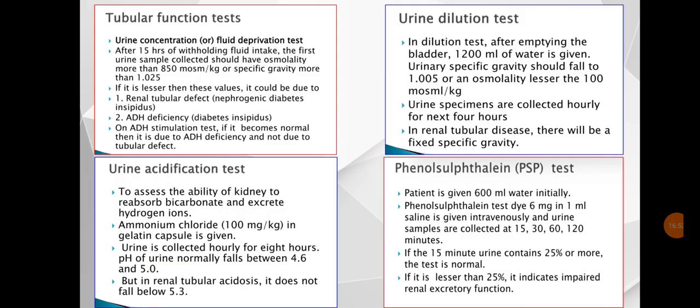It means at time intervals of 15, 30, 60, and 120 minutes, we collect the urine serially and assess it. Through that we can measure whether the renal excretory function is normal or abnormal.